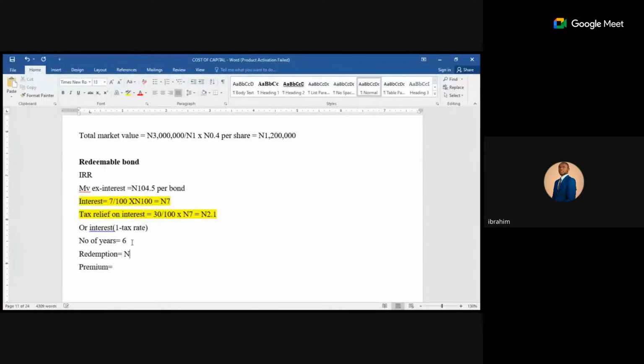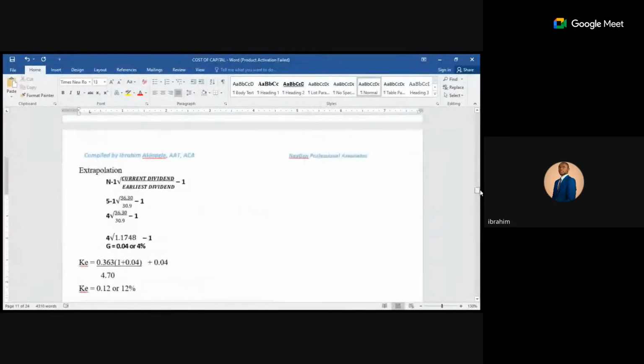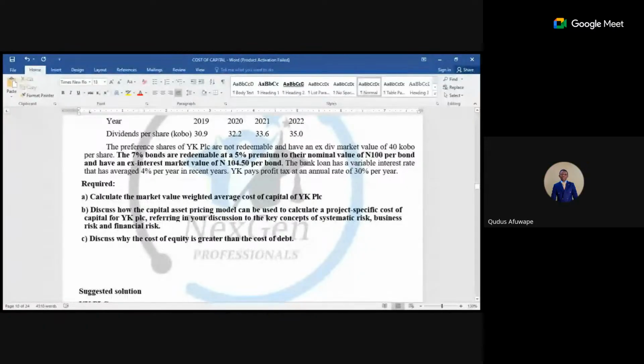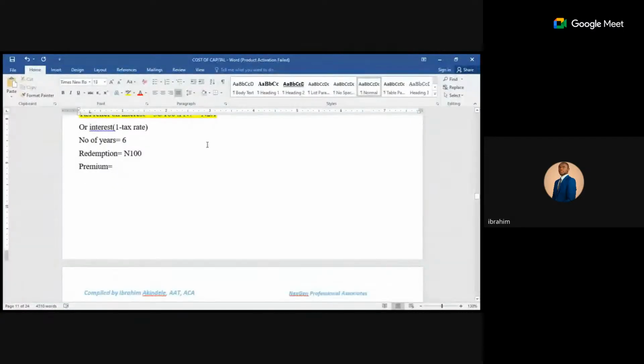So the redemption, which is the nominal value, is 100. Don't forget that there is premium. It means that at the end of the 6 years, when I take back my principal, you will still pay me premium. That is the principal, the nominal, the redemption, plus the premium. So what did they say about the premium? 5%. 5% to the nominal value, right? So 5 divided by 100 times the nominal value. So what do we have? We have 5 naira.